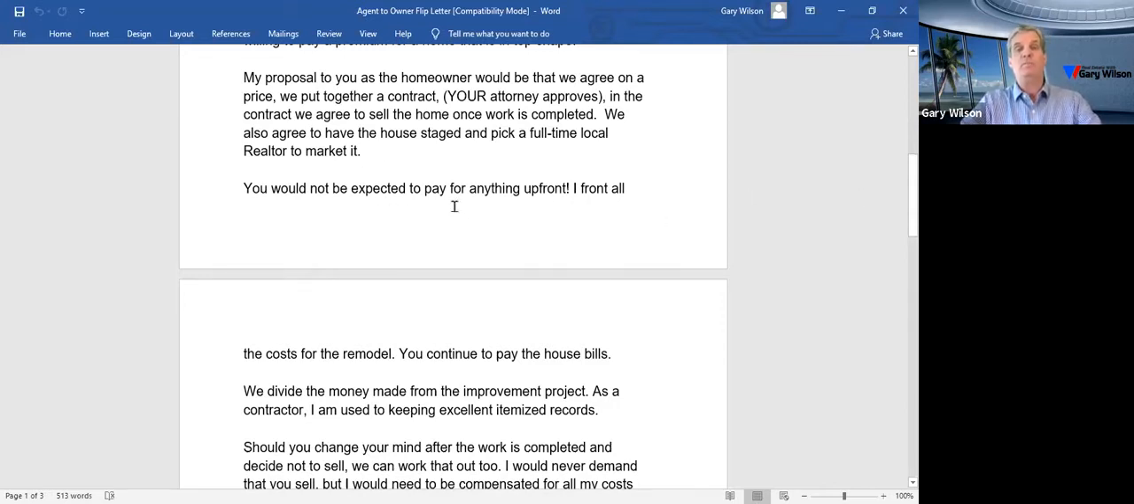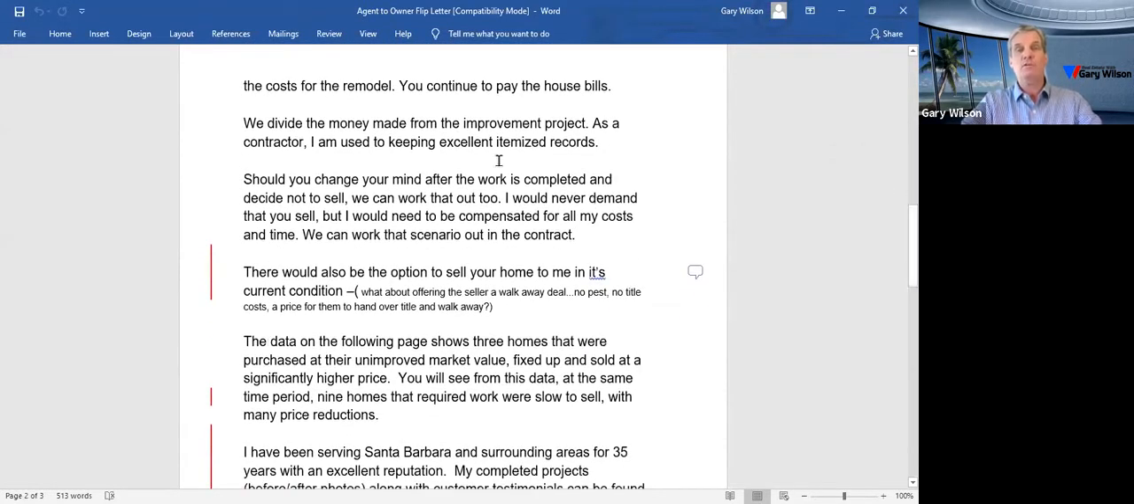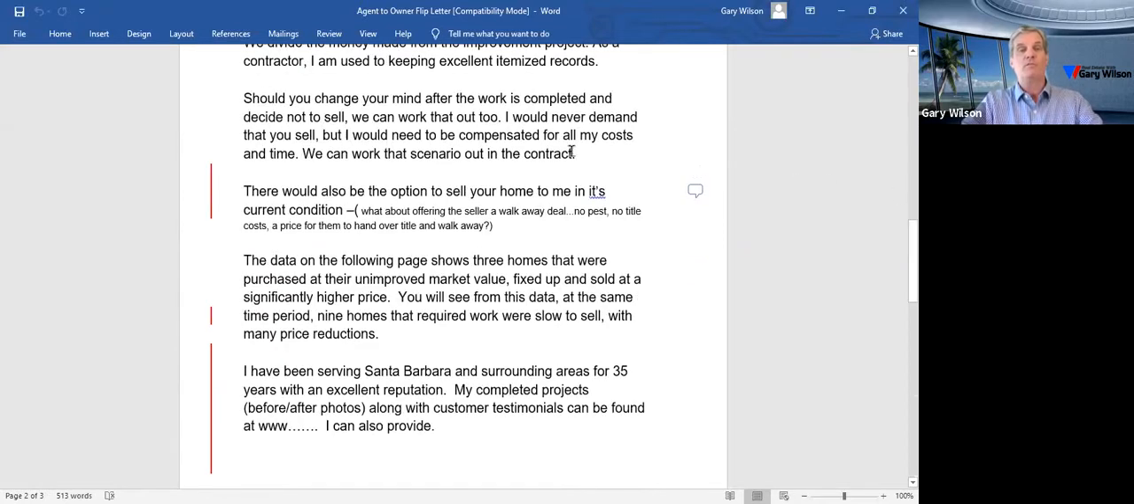You will not be expected to pay for anything up front. I front all the costs of remodeling. You continue to pay the house bills, okay? We divide the money made from the improvement project. As a contractor, I'm used to keeping excellent itemized records. Should you change your mind after the work is completed and decide not to sell, we can work that out too. I would never demand that you sell, but I would need to be compensated for all my costs at the time. We can work that scenario out at the contract, okay?